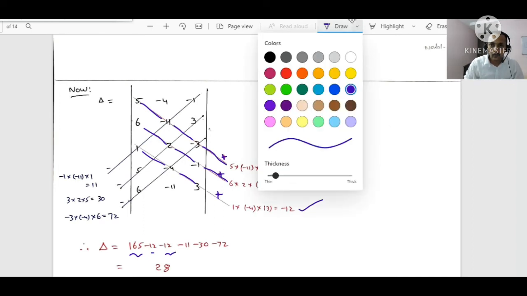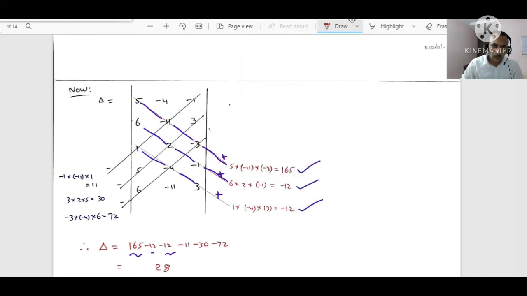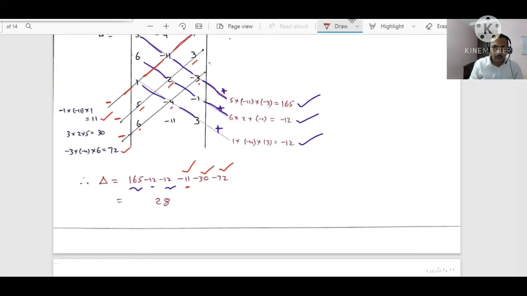Now come to this side. Minus 1 into minus 11 into 1, you will get 11. 3 into 2 into 5, 30. Minus 3 into minus 4 into 6, 72. Important thing, don't forget the minus sign: minus 11, minus 30, minus 72. Now the determinant value is 28.